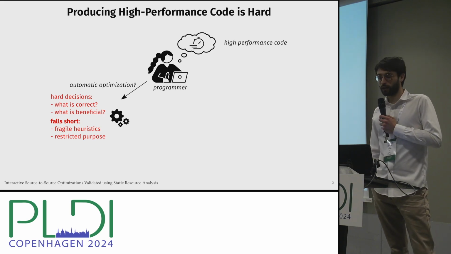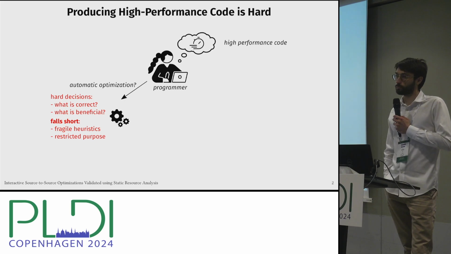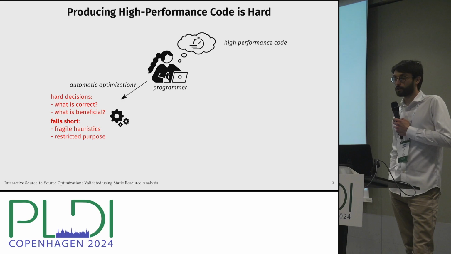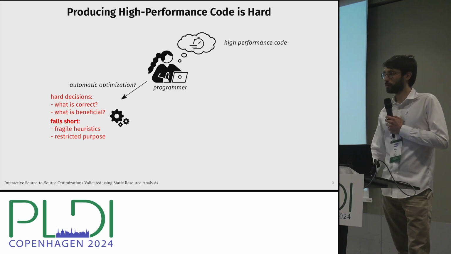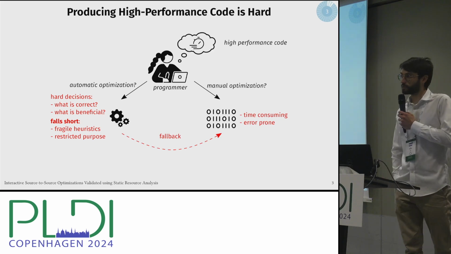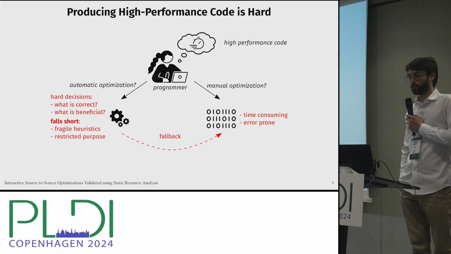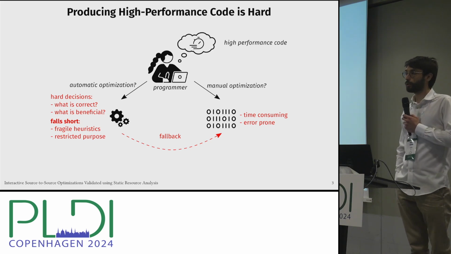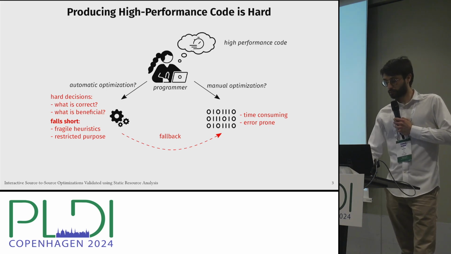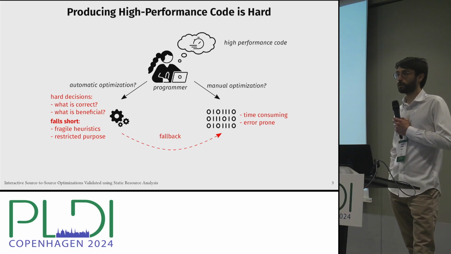This is because they rely on fragile heuristics, or they have a restricted optimization purpose by design. So either a restricted domain of application, or the optimizations that they try to apply are limited. And the problem is that when compilers fall short, programmers typically fall back to manual optimization. So the problem with that is that manual optimization is time-consuming and error-prone. So we don't want that.